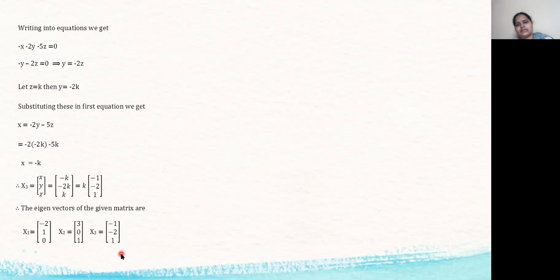So whenever an eigenvalue is repeated twice, then we will usually get this kind of procedure. We will have only one equation and we should find out the three unknowns. So we will assign two variables to two arbitrary values and then we will usually get two eigenvectors. In general, we will get like this, but sometimes we may get only one eigenvector also.